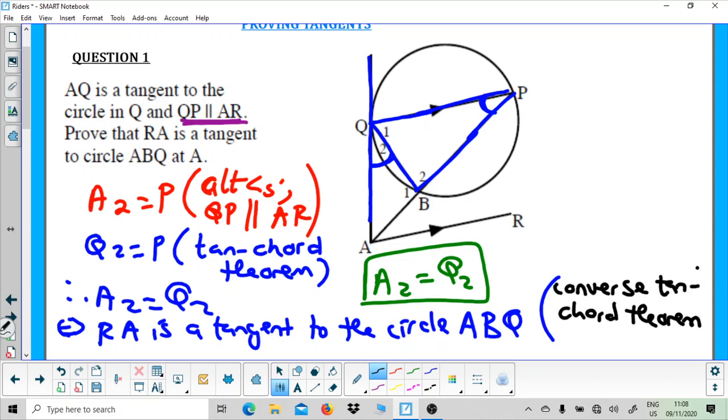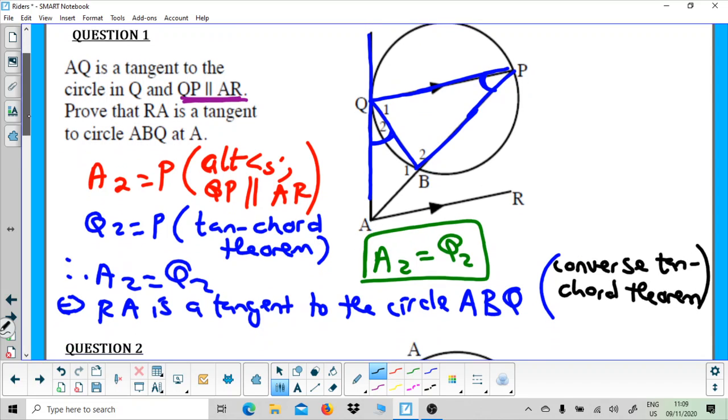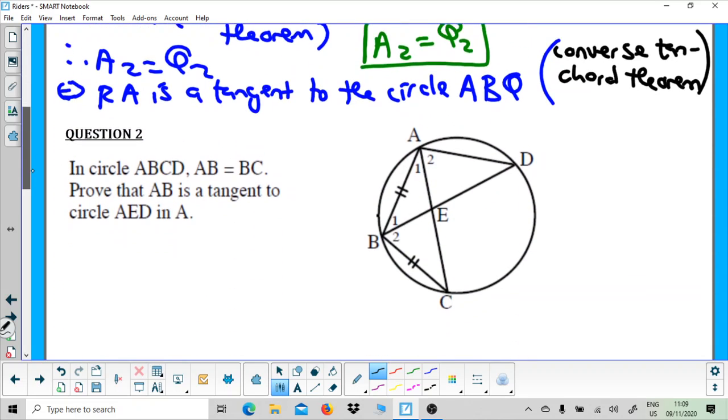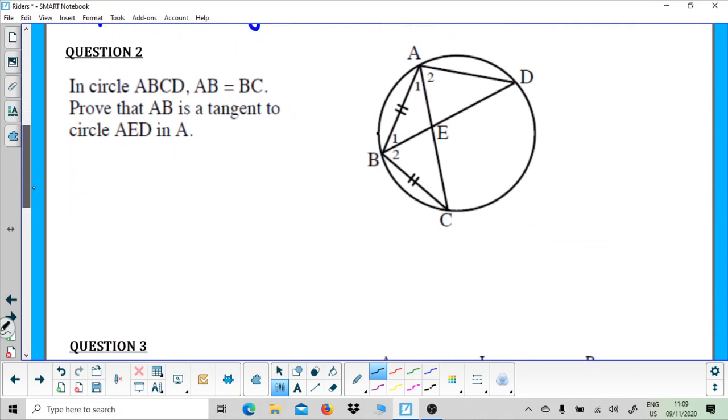That's how you do this one. Okay, that was your first example on proving a tangent. So I hope you are following. Let's see if we can do another one. Maybe it will be easier after that one. Let's go to question 2.